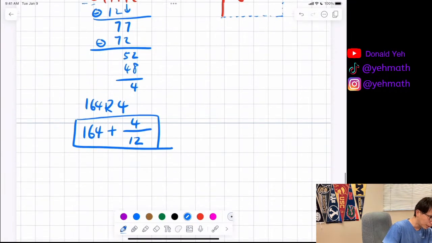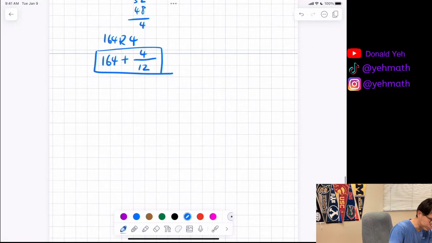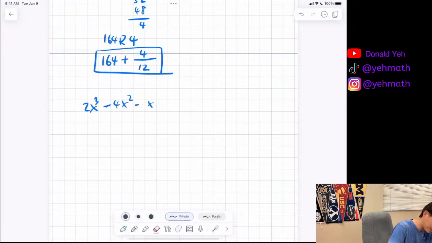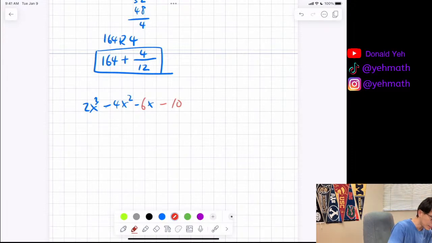Now, let's check out, let's say, I don't know, 2x squared plus 2x to the 3rd plus 4x squared minus 2x minus 6x minus, I don't know, 10, something like that. And I'm going to say divided by x minus 2. So you're supposed to write it like this.